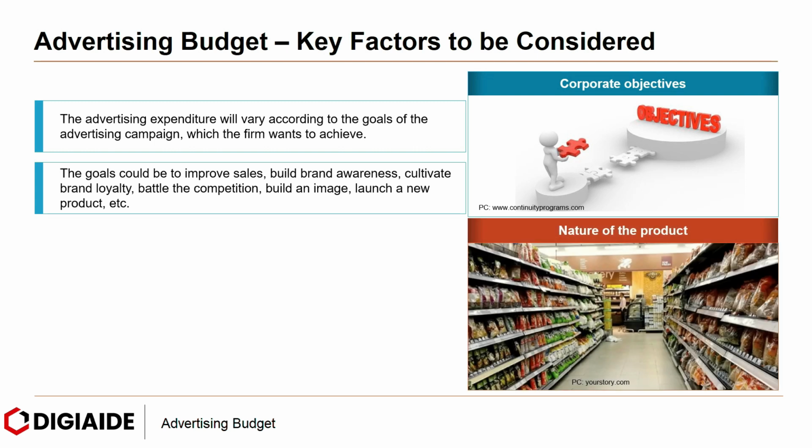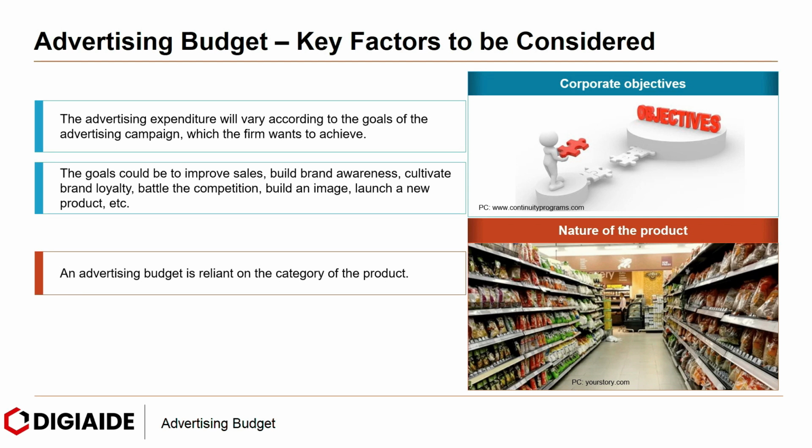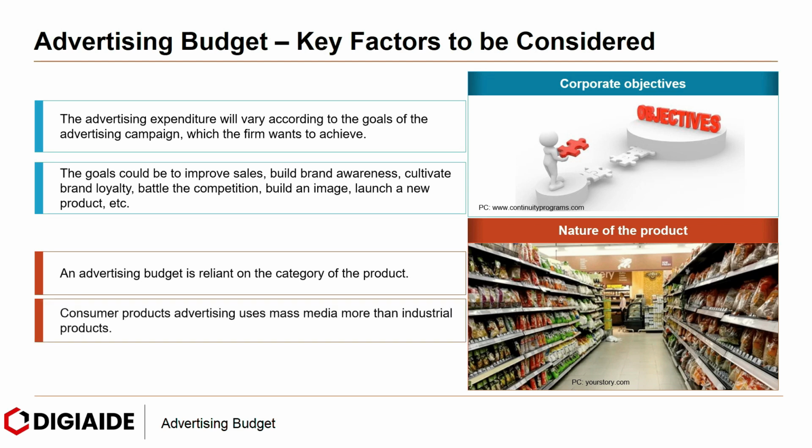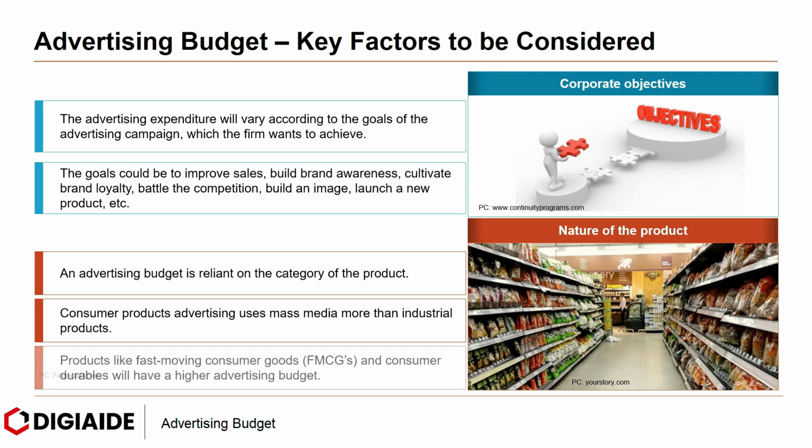Next, the nature of the product itself. An advertising budget is reliant on the category of the product. Consumer products advertising uses mass media more than industrial products. Therefore, products like FMCG goods and consumer durables will have a higher advertising budget.